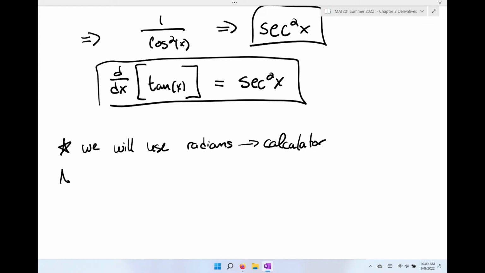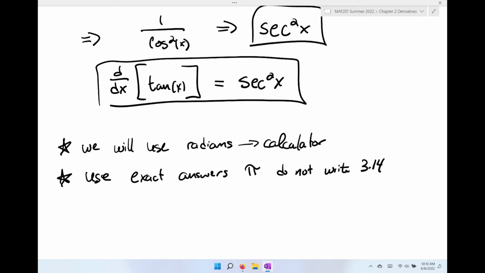Also, use exact answers. So if the answer is pi, write pi. Do not write 3.14. That is not good, okay? Because 3.14 is an approximation. We need the exact answer, and the exact answer would be pi.